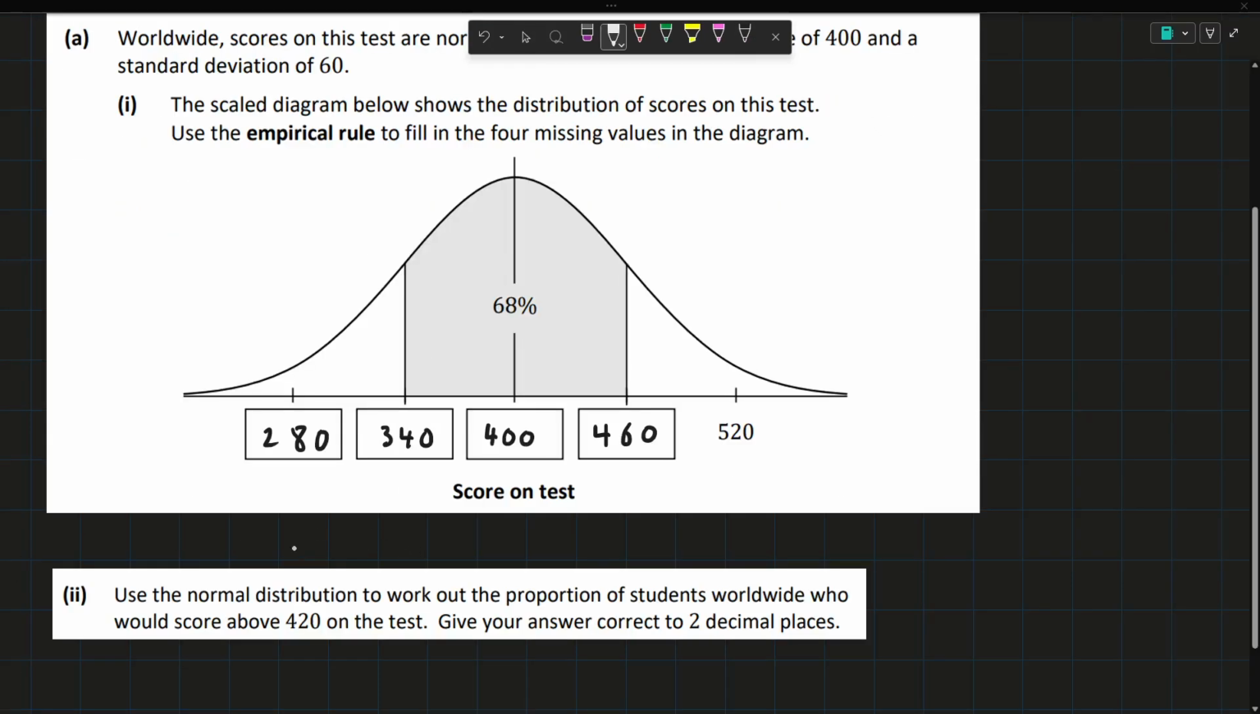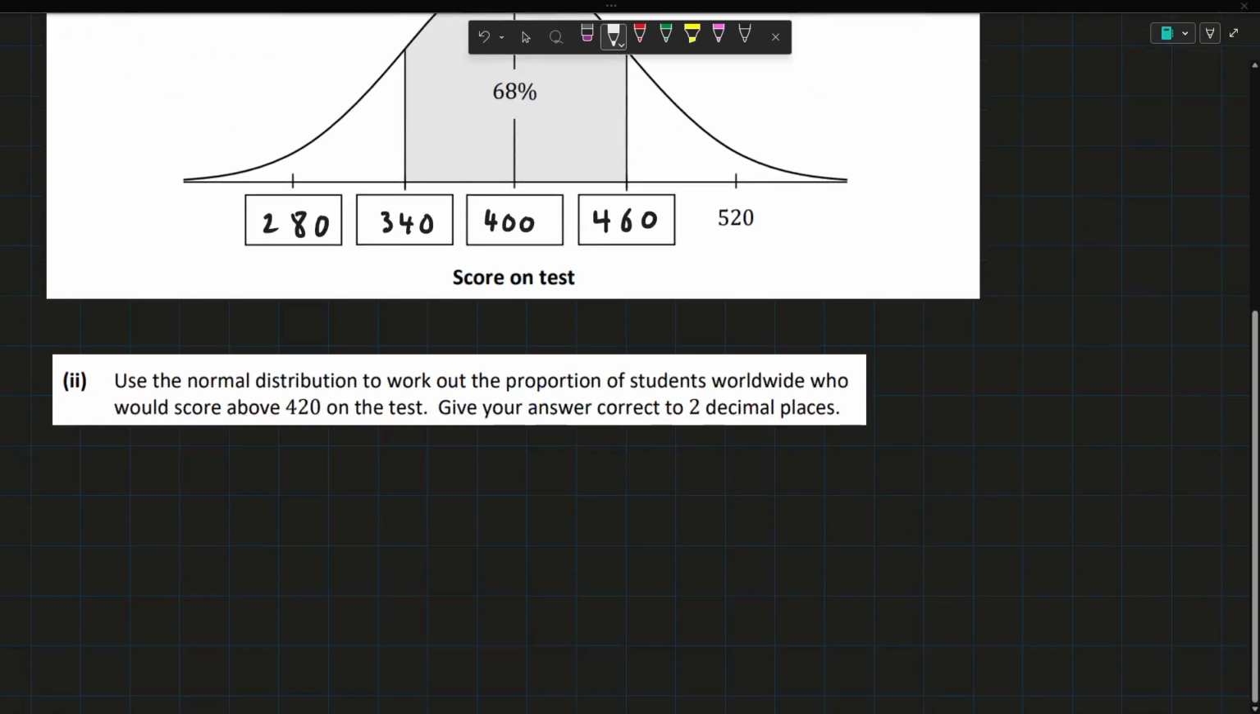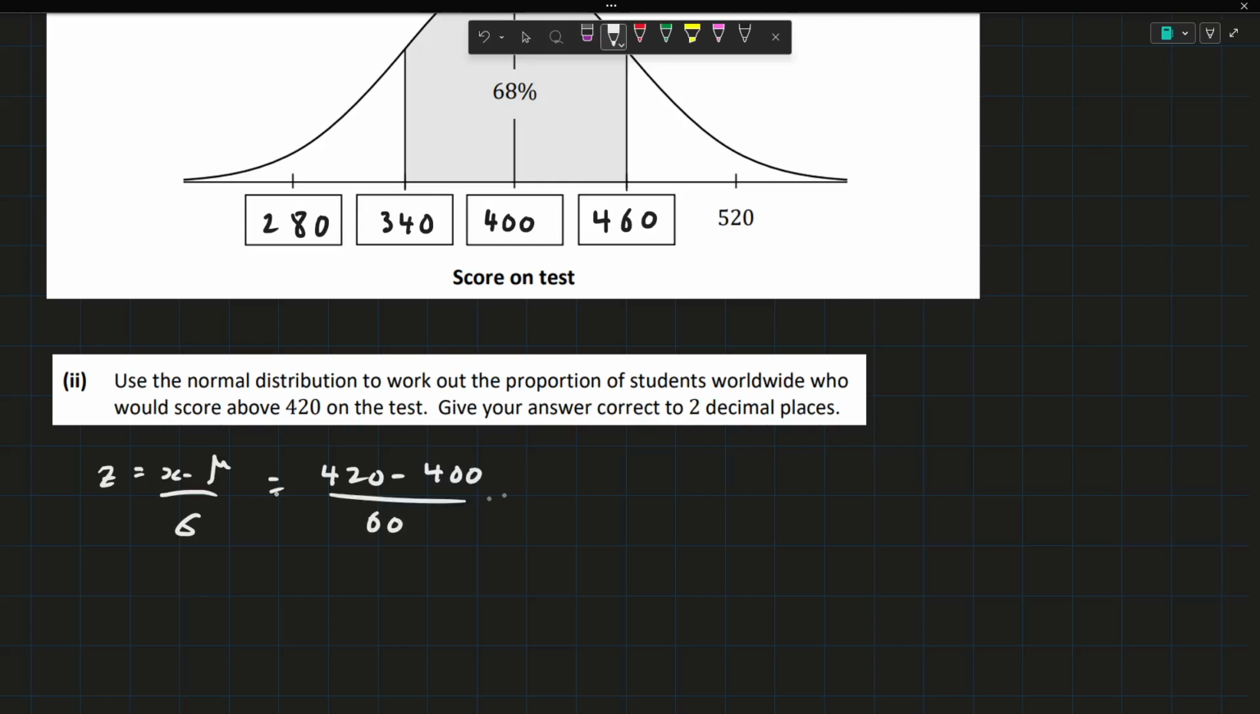Then we're told to use the normal distribution to work out the proportion that would score above 420. So first of all, we need to figure out how many standard deviations is 420. And we do that by computing the z-score. So here's the formula for the z-score. So x is our value, so it's 420, minus mu, which is the mean, which is 400, divided by the standard deviation, which is 60.